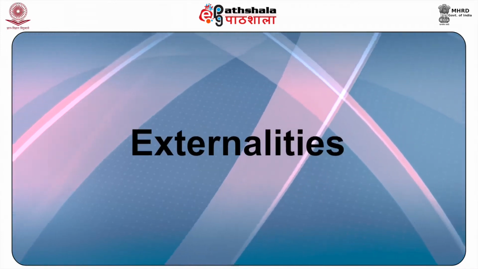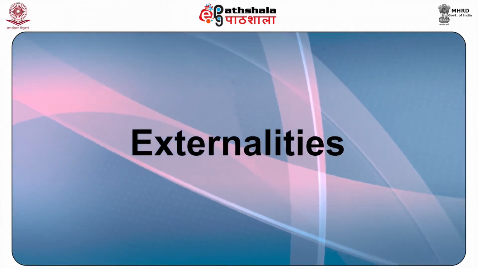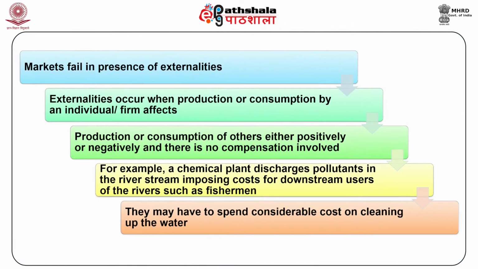The third main point where markets fail is the concept of externalities. Markets fail in the presence of externalities. Externalities occur when production or consumption by an individual or firm affects the production or consumption of others, either positively or negatively, and there is no compensation involved. For example, a chemical plant discharges pollutants in the river stream, imposing costs on downstream users of the river, such as fishermen. They may have to spend considerable cost on cleaning up the water.